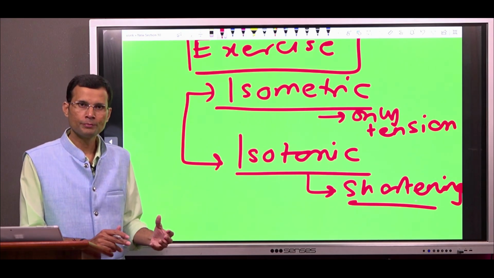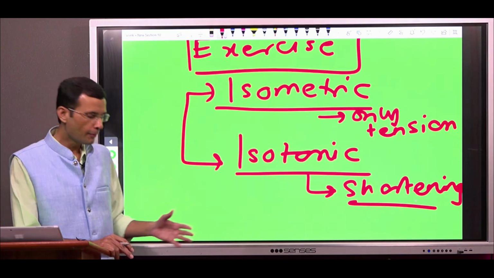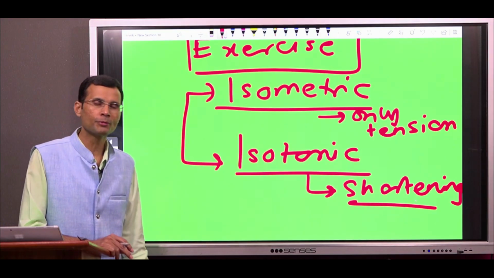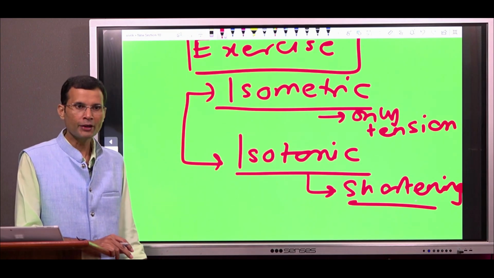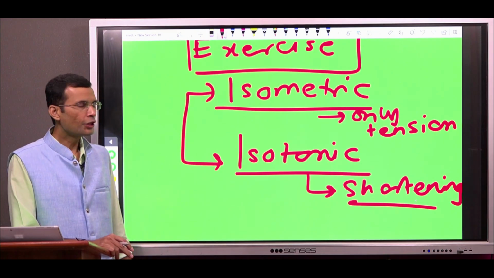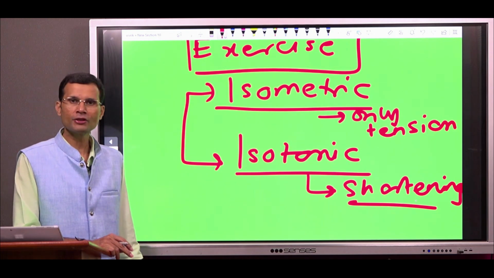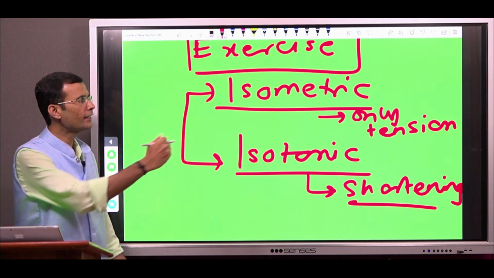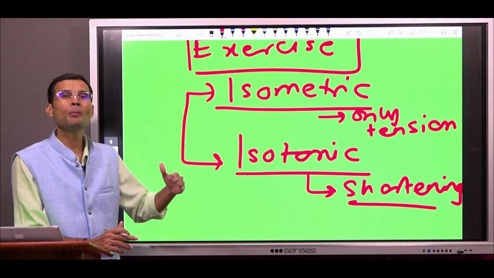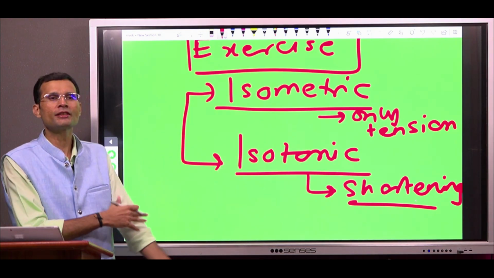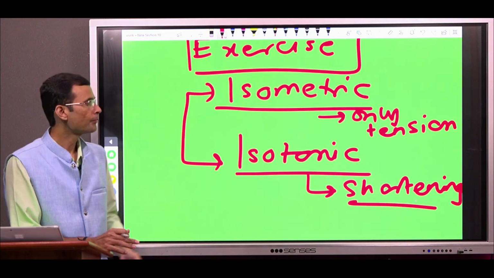Now, if you look at any type of lifting of a load, suppose it's a very heavy load, the initial part is always isometric. Imagine you are lifting a very heavy load from the ground and trying to lift it with the biceps. Initially, only tension gets developed in the muscle, but shortening does not start. So, only tension getting developed means that part of the contraction is isometric contraction.